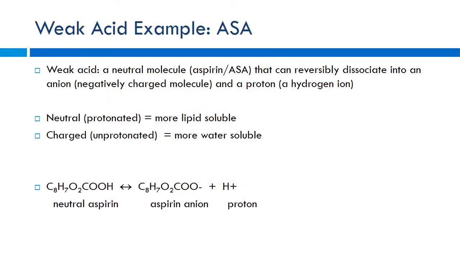All right, so looking at an example of a weak acid, we can see how bioavailability can be altered by changing the medium that it's in. So we said that aspirin is a weak acid. It can exist in a neutral form. It's going to reversibly dissociate into the anion, or this negatively charged molecule, and then a proton, right? So you can see here when it's in the neutral state, or the more protonated state, you're going to find that it's going to be much more lipid soluble. When it's dissociated and it has that free hydrogen ion, you're going to find that it's going to be much more charged. It's unprotonated in this case, and it's going to be much more water soluble. So for absorption through the GI tract, which way do you think is going to be absorbed better?